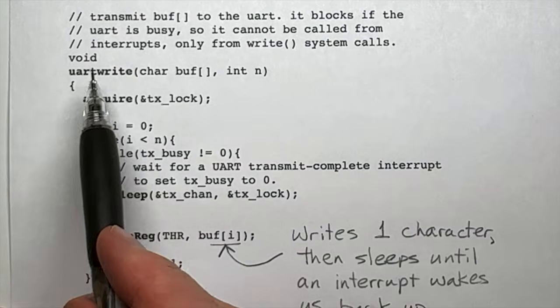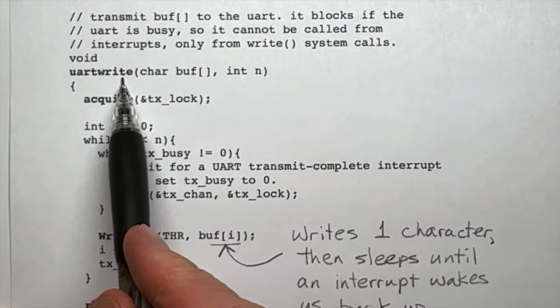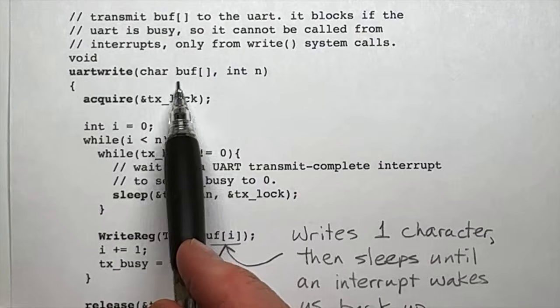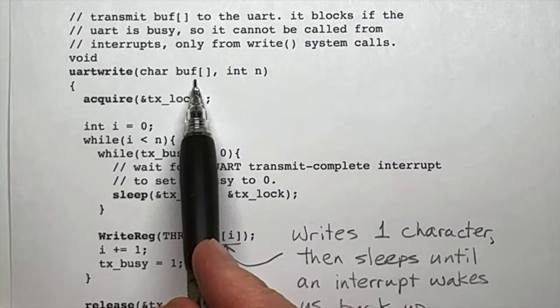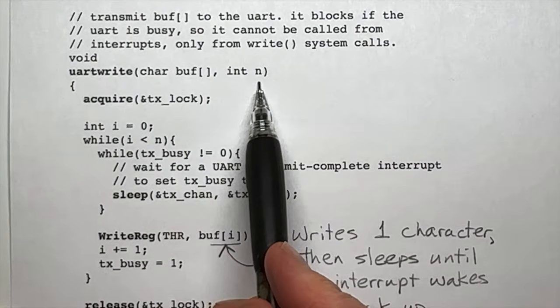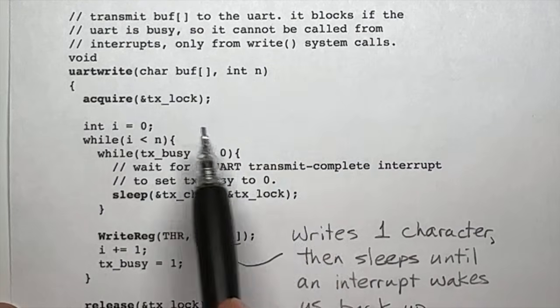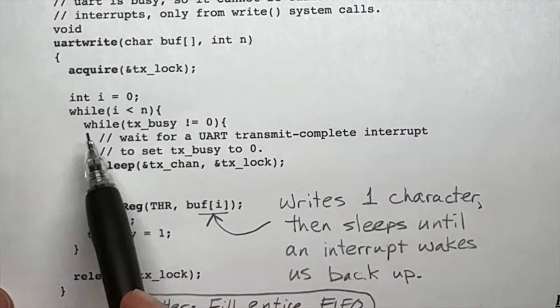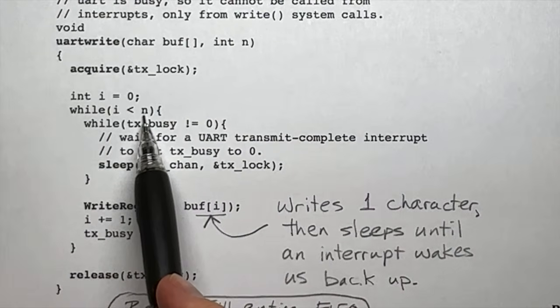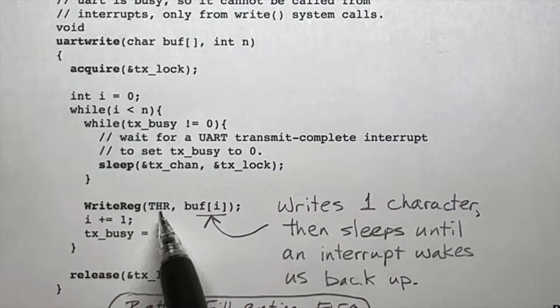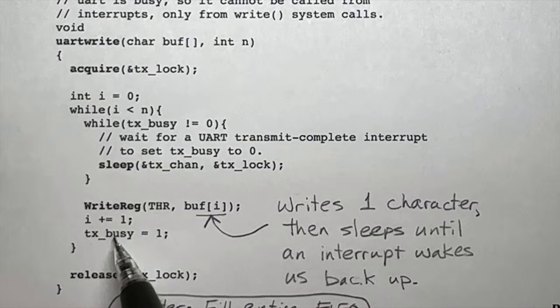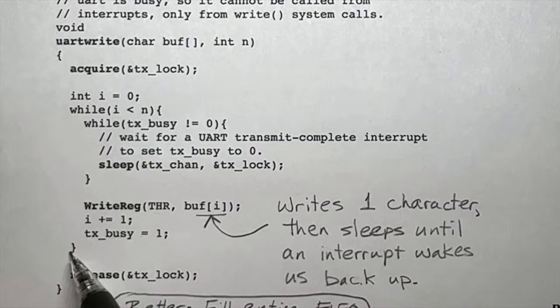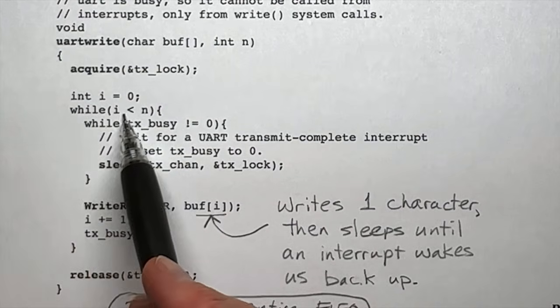Okay, now let's look at UART write, which is used to send a bunch of bytes. It's passed buff, a pointer to some characters in memory, along with a count n of how many bytes to send. It has a loop, and it goes through the buffer using i as an index. Down here, we send byte number i by getting it from the buffer and writing it to the transmit hold register in the UART device. Then we increment i, set txBusy, since the UART will now be busy sending that byte, and loop back until all bytes have been sent.